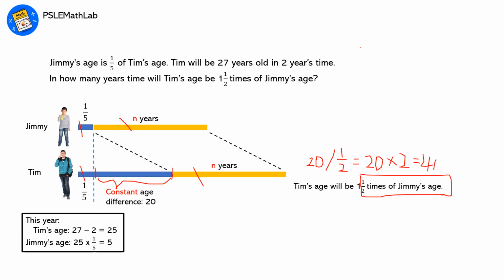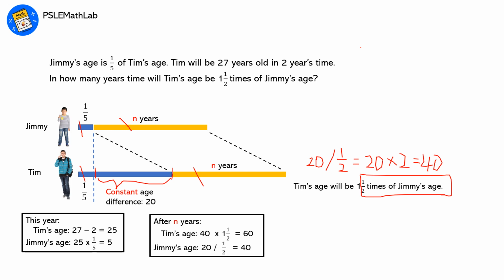And we can use Jimmy's age times 1.5 to calculate Tim's age. So after n years, Tim is 40 times 1.5, which is 60 years old, and Jimmy is 40 years old. And you can double verify it: 60 divided by 40 is 1.5. And also 60 minus 40 is a 20 years difference.